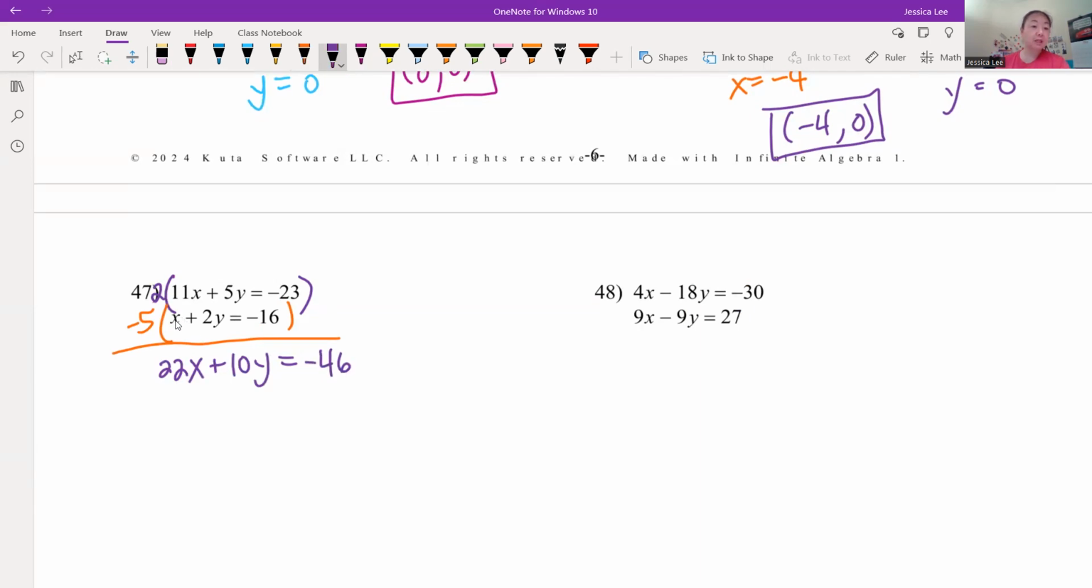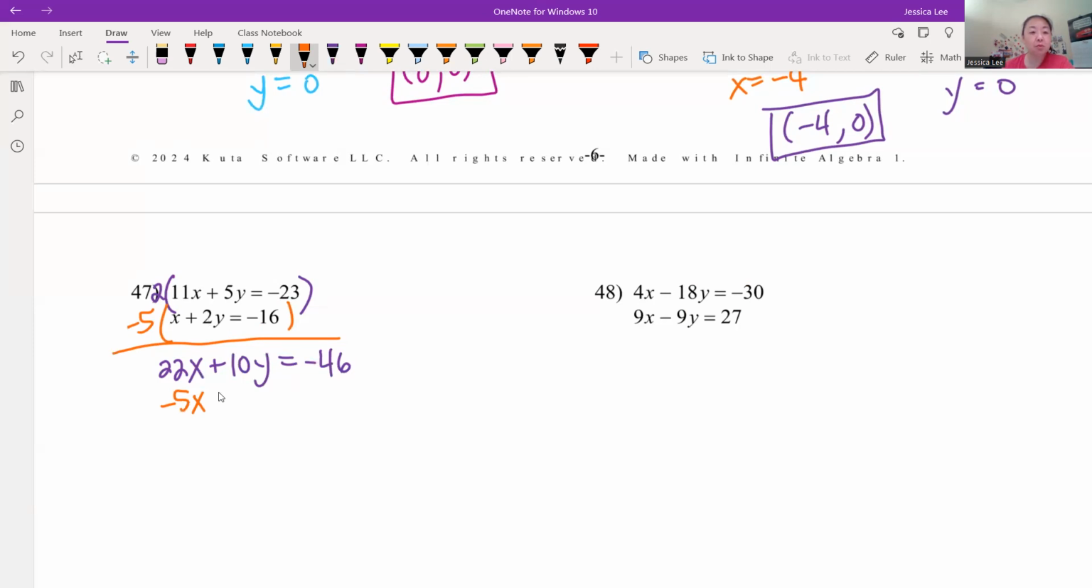Right, I know it would be easier if we just multiply the bottom by negative 11. You could totally do that and cancel out the x's. I'm just showing you this other way, just so that you can see it. Negative 5 times x, not that you haven't seen it before. We learned this before earlier in the year. That's why it's on the final.